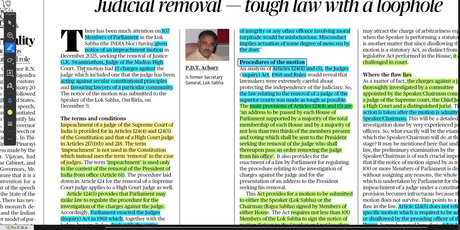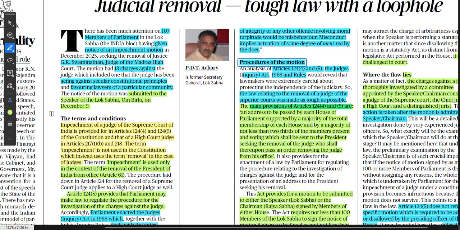So 107 members of parliament have submitted an impeachment motion demanding the removal of G.R. Swaminathan, who is a judge of the Madras High Court. This motion contains 13 charges, and two of them are acting against secular constitutional principles, and favoring lawyers of a particular community. This notice of motion was submitted to the Speaker of the Lok Sabha, Om Birla, on December 9.